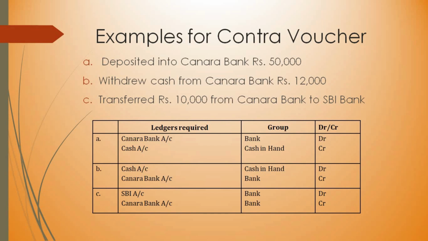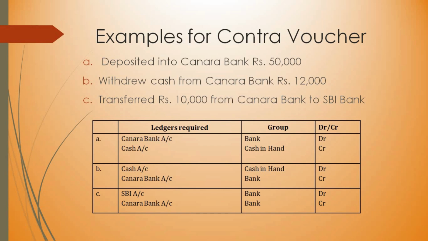The first one: depositing rupees 50,000 into Canara Bank. As I said, whenever you're depositing money into any bank, it will be entered in the contra voucher. Let's see what ledgers are required for this. One, we know, is Canara Bank. The other one is the cash account. So for Canara Bank, can you tell me the group? Yes, any bank account will come under Bank, and here the bank account will be on the debit side. Why on the debit? Because the bank is a receiver. It is a personal account. Debit the receiver, credit the giver.